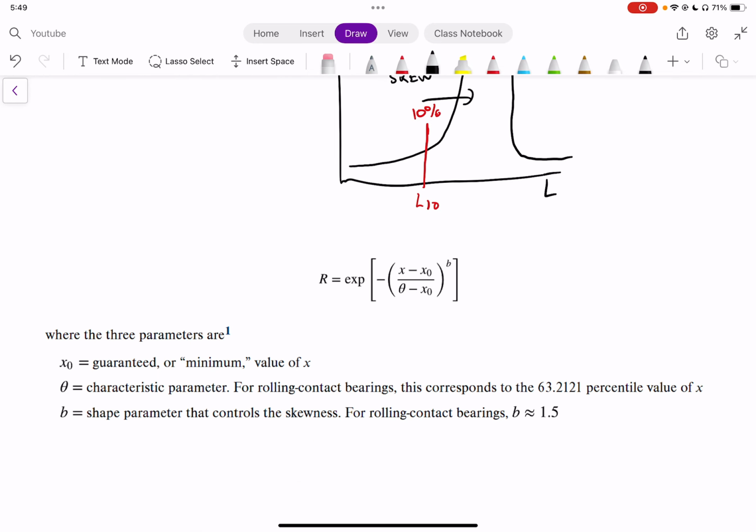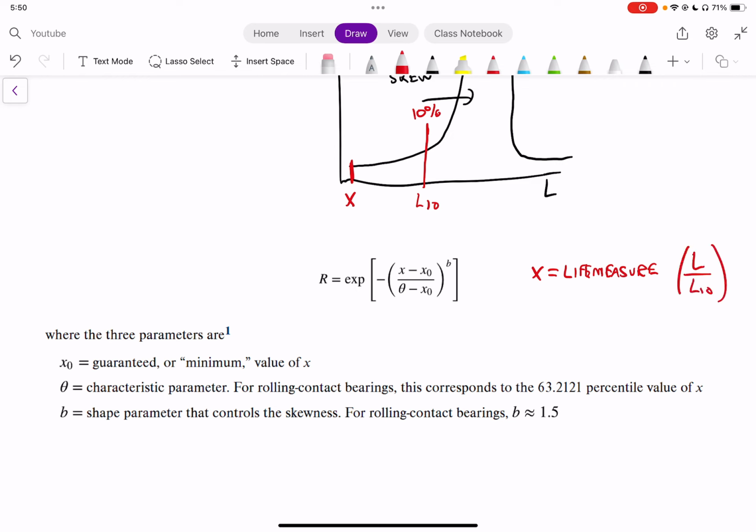Now, these three parameters are: x0 is a guaranteed or minimum value of x. So it means it's essentially where the first failure would occur. Now, x is not in terms of L. x is a little bit different. x is called the life measure, and what the life measure is just L over L10.